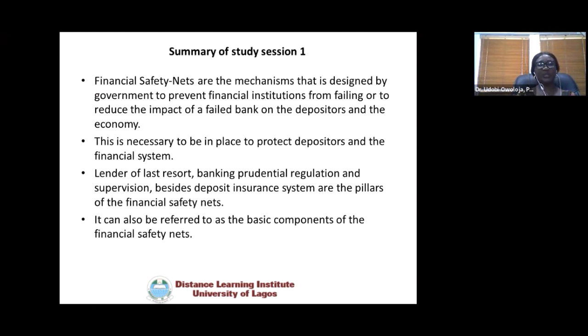So let's quickly look at the summary of this study session. We talked about the financial safety net, which we say is the mechanism designed by government to prevent financial institutions from failing or to reduce the impact of failed banks on the depositors and the economy. This is necessary to be in place to protect depositors and the financial system. We also talked about the components: lender of last resort, banking prudential regulation and supervision, and also the deposit insurance system, which we can also refer to as the pillars of the financial safety net.